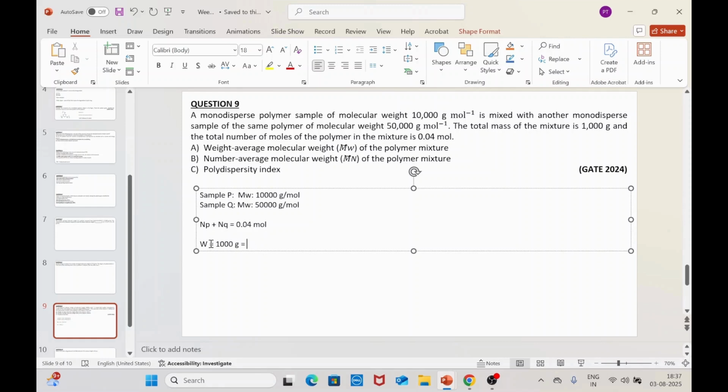Yes, okay. WT will be WP plus WQ. So what will be this WP and WQ, or how do you represent this WP and WQ in terms of the number of moles of that polymer and the mass?